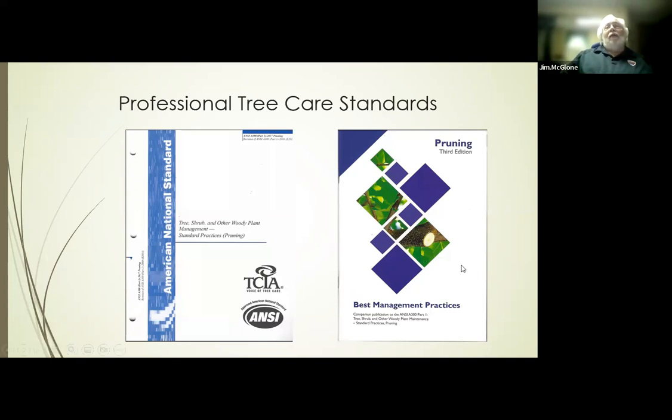The one on the right is from the International Society of Arboriculture. And if you read this, it's pretty bare bones. This goes into more detail and elaborates on the standards that are found in the ANSI standards.